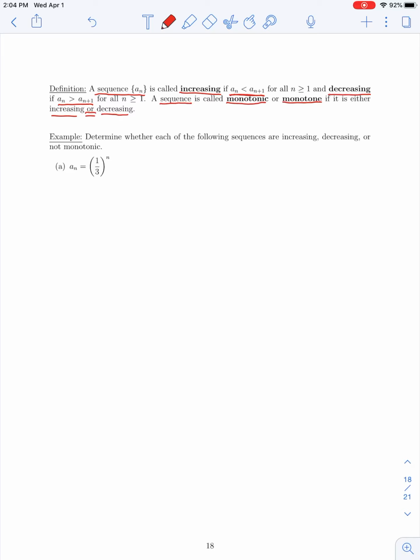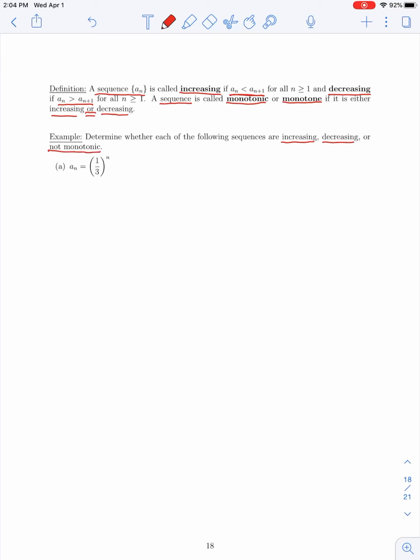Now, we would say that a sequence is said to be monotonic or monotone if it is either increasing or decreasing. So any sequence which is either increasing or decreasing is said to be monotone. And if a sequence is neither increasing nor decreasing, it would be called a non-monotonic or non-monotone sequence.